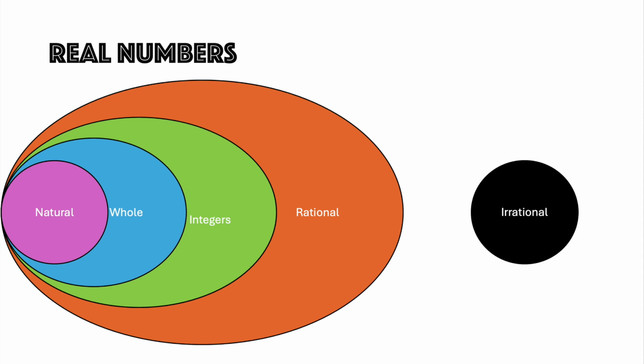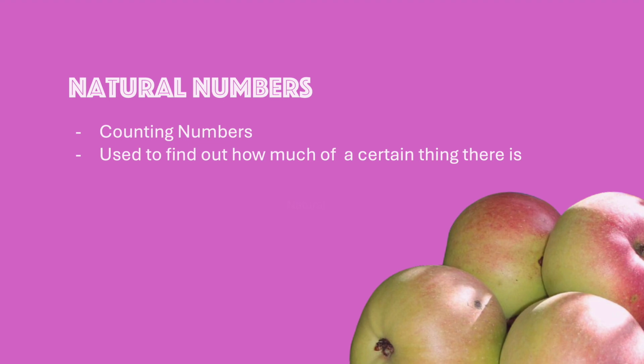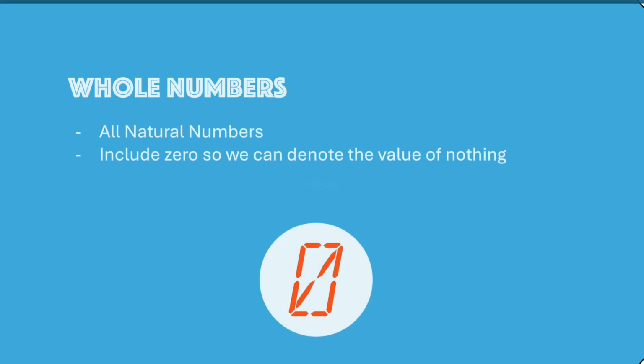More on them later. The first type of numbers we were ever introduced to were natural numbers, also known as counting numbers. They include 1, 2, 3, 4, 5, 6, etc., and are used in figuring out how much of a certain thing there is. The second type of numbers are whole numbers. They are natural numbers with the inclusion of 0.